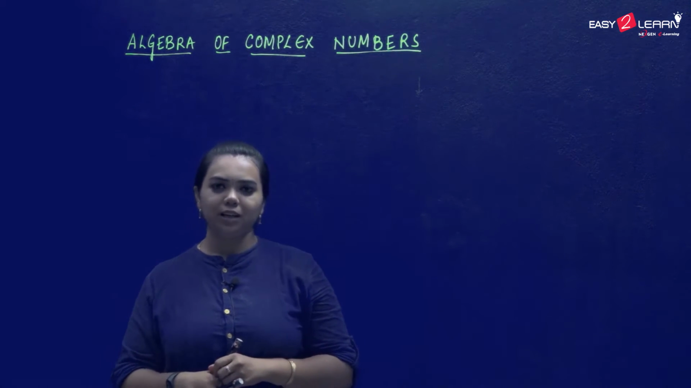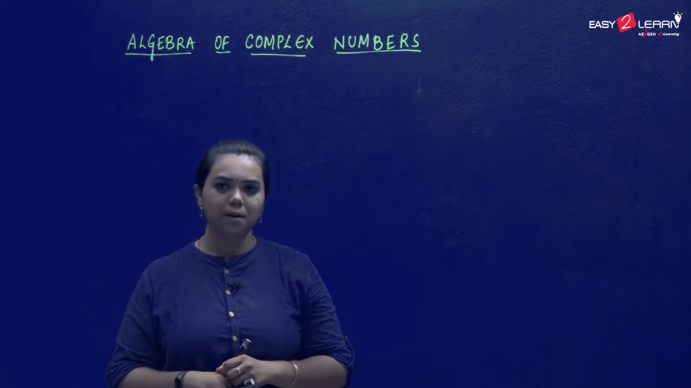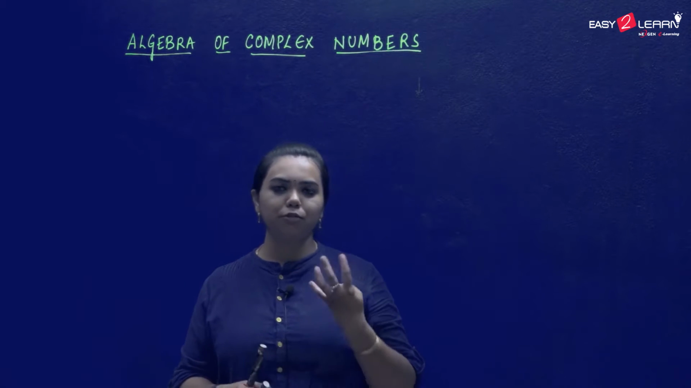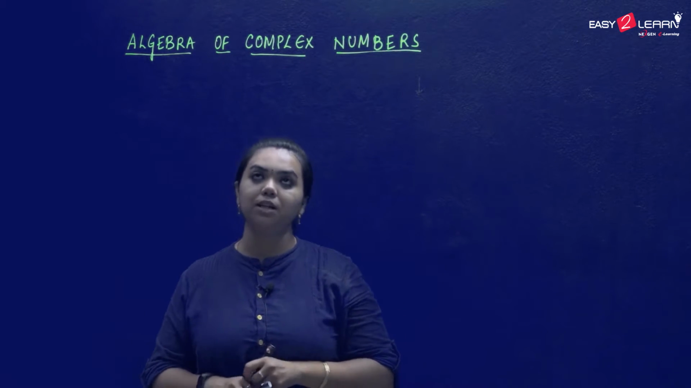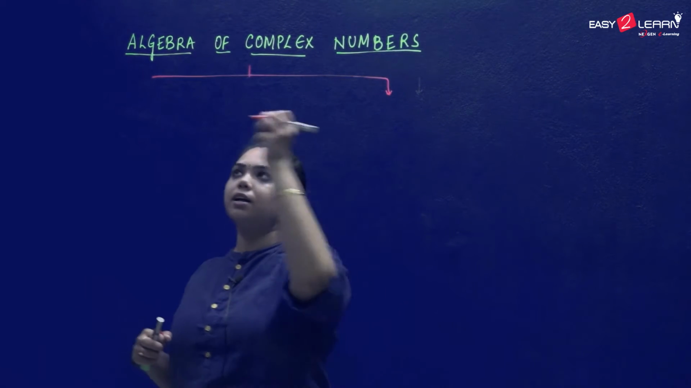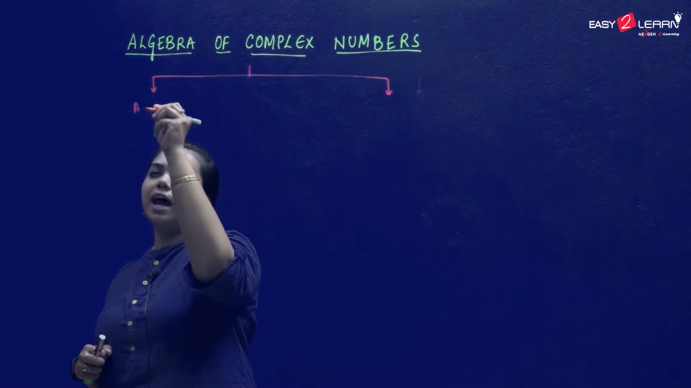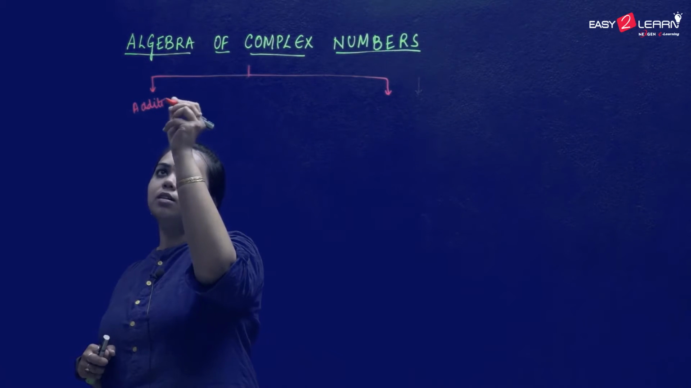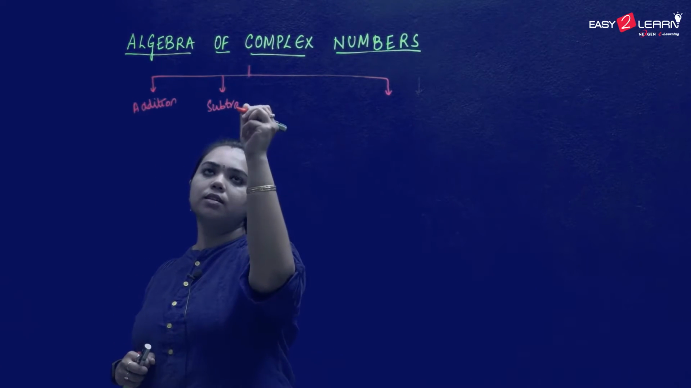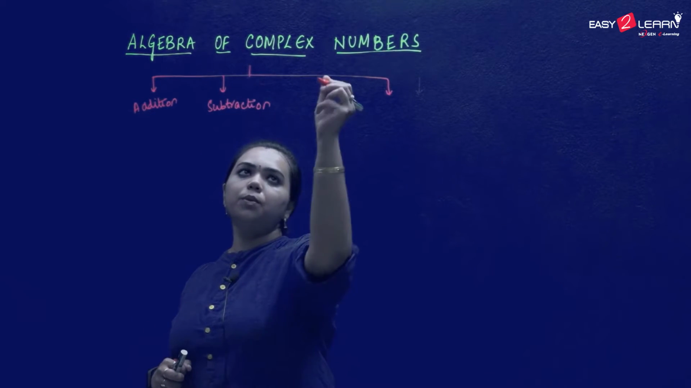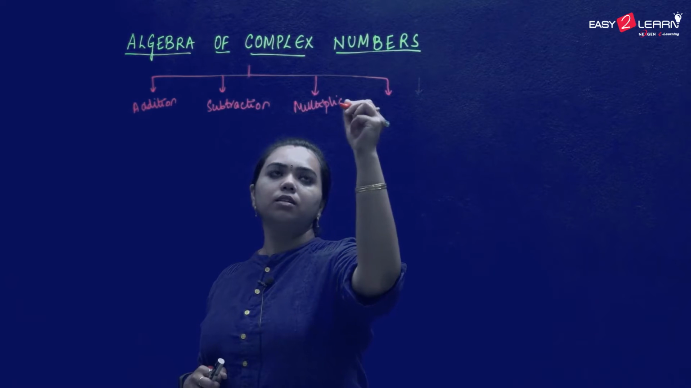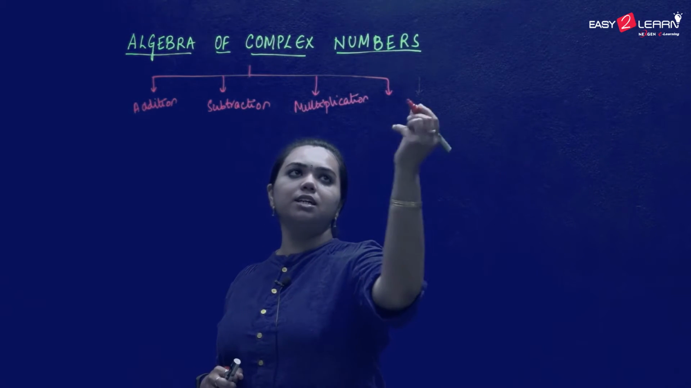Let us now learn about the algebra of complex numbers. Whenever we talk about the algebra of complex numbers, we talk about the four basic operations we use in mathematics. So the four basic operations that we generally use are: first, we start with addition, second is subtraction, the third one is multiplication, and the fourth one is division.